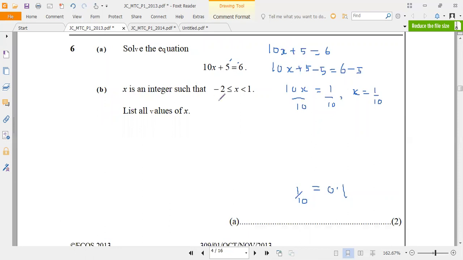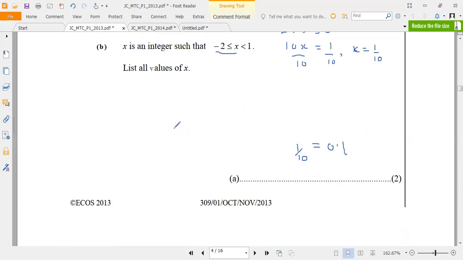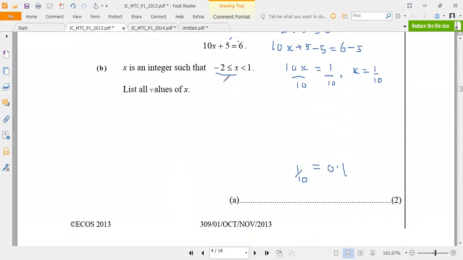Part B, x is an integer such that -2 is less than or equal to x, and x is less than 1. List all the values of x. Since -2 is less than or equal to x, and x is less than 1, the set of values of x includes -2, then -1, then the number 0. Then 1 is not included in that bracket.